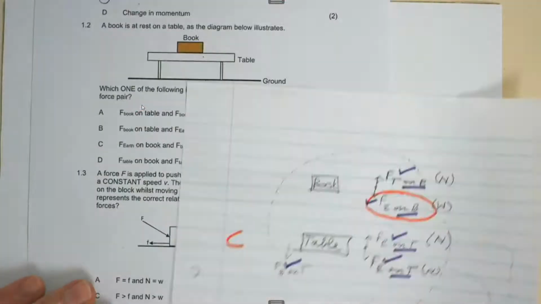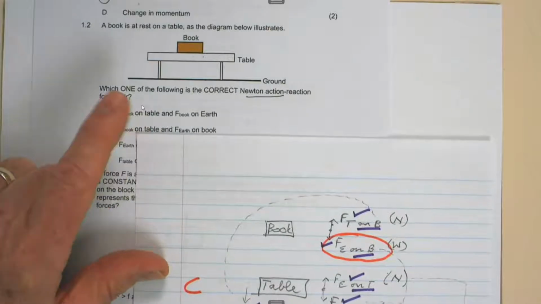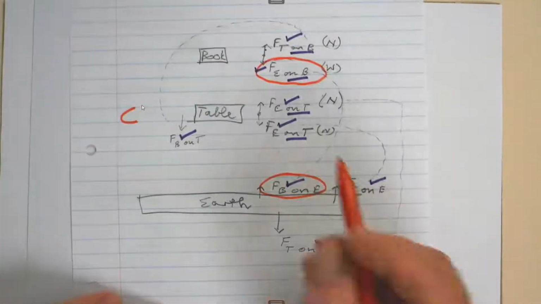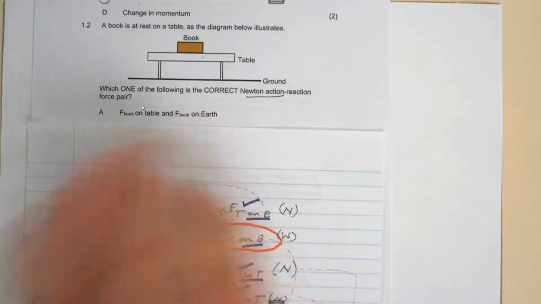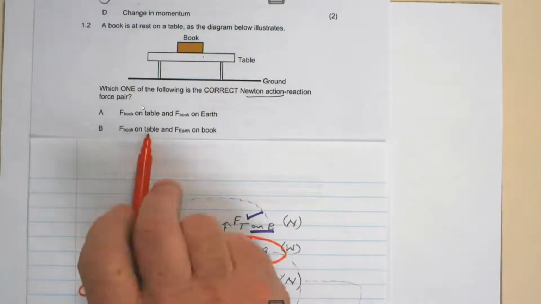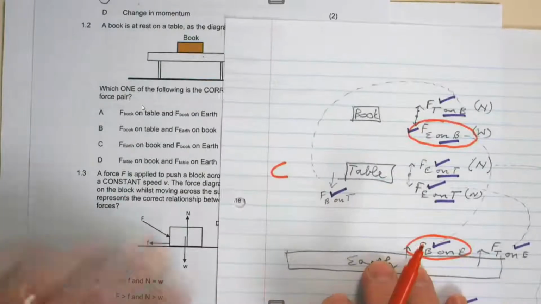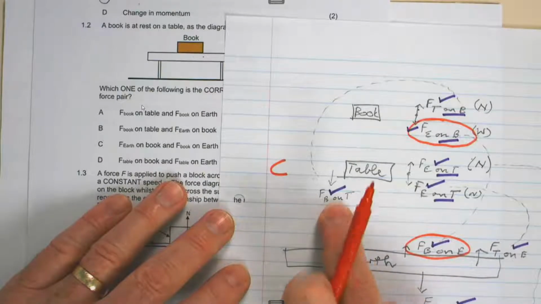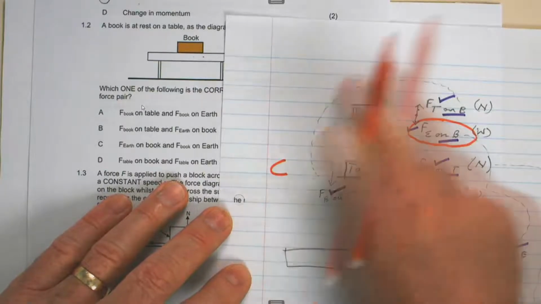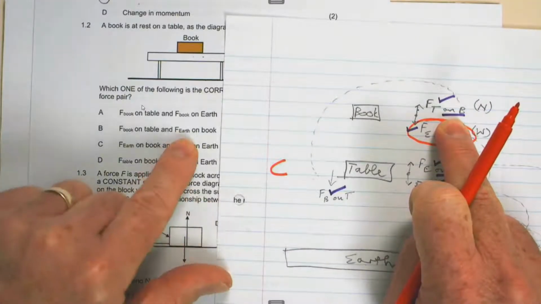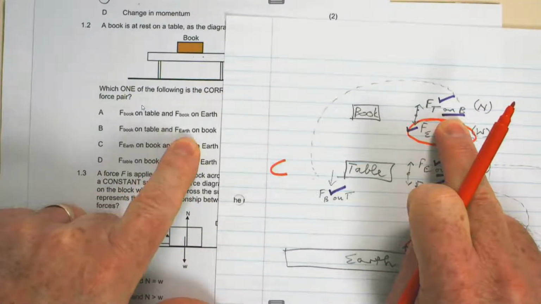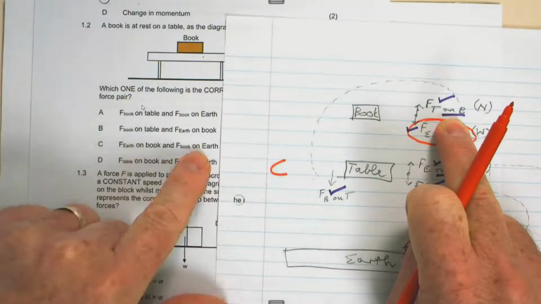Let us just look at the others. Book on table. In other words, book on table. This one's action-reaction force pair is the table on the book, but this one says book on Earth, so it's incorrect. Book on table, it's still this one. Book on table is that one. Its friend as action-reaction force pair is table on book, but this option B says Earth on book, so B is incorrect. C we have covered.